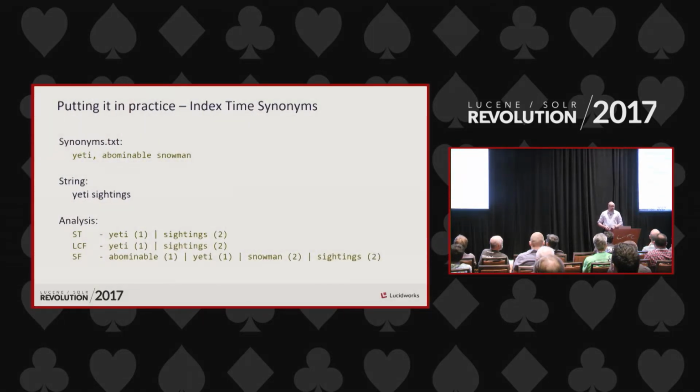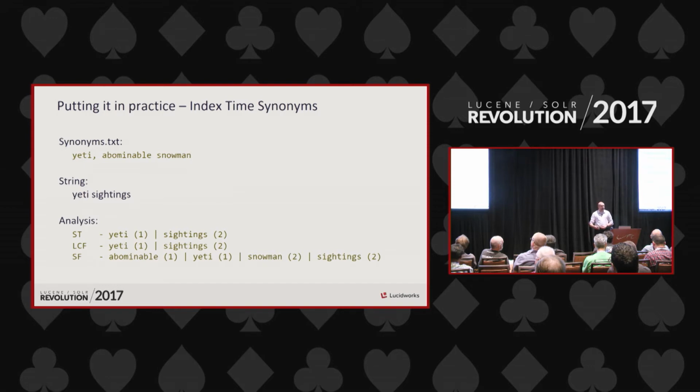So let's start putting it into practice. Let's talk about what happens when you use a synonym at index time with the synonym filter. Let's take a sample from our synonyms text. We're talking about Yeti and his friend, the abominable snowman, and take a string, "synonyms, Yeti sightings." How's that going to be processed by our analyzer?